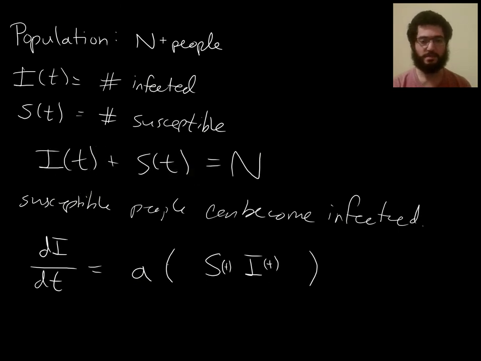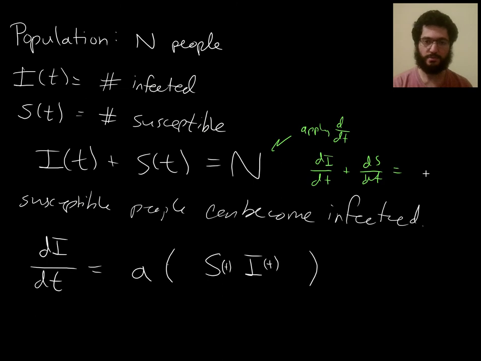So if you take this relationship and apply d dt, so take this equality and apply a time derivative to it, then what do you get? di dt plus ds dt equals 0. We're assuming n is a constant in time, that it does not change in time. So no one's dying. The population remains n people. So then this tells you that di dt equals negative ds dt, right?